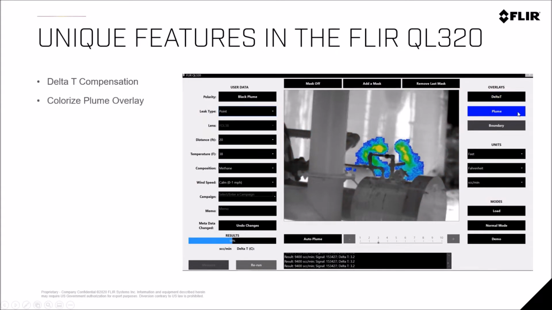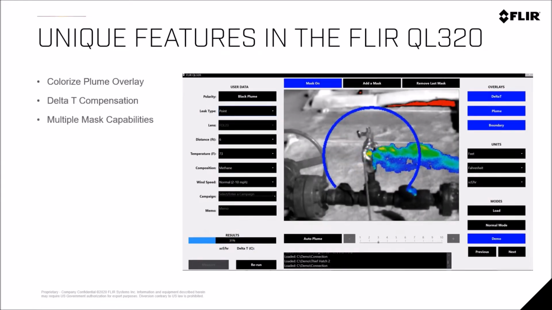The colorized plume overlay, the second one down, is very simple. It's just a plume. It would be a black plume or a white plume, and it exchanges that for a colorization plume. And this would be an isoclef colorized plume, with yellow being the highest intensity and blue being the least intensity with the leak. And then you have the boundary. You have the capabilities to have the big blue circle.